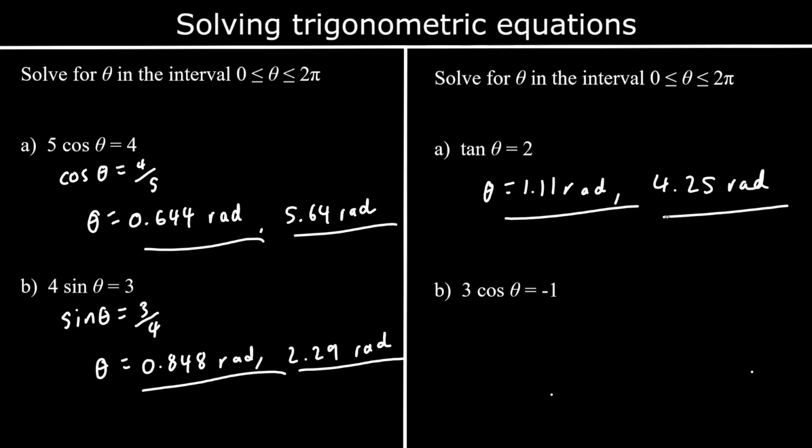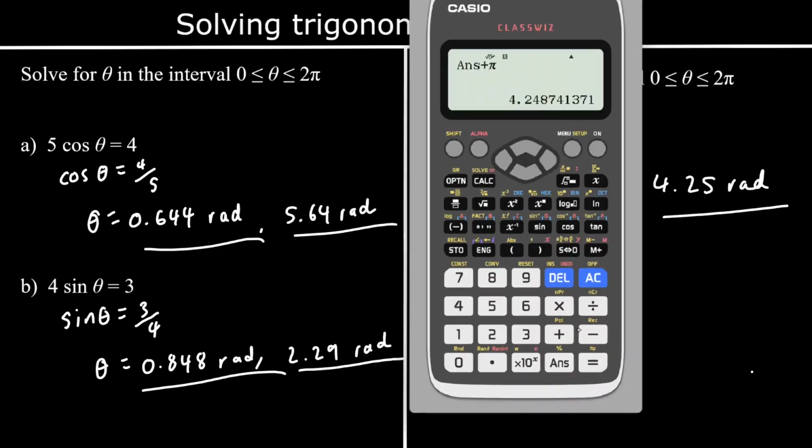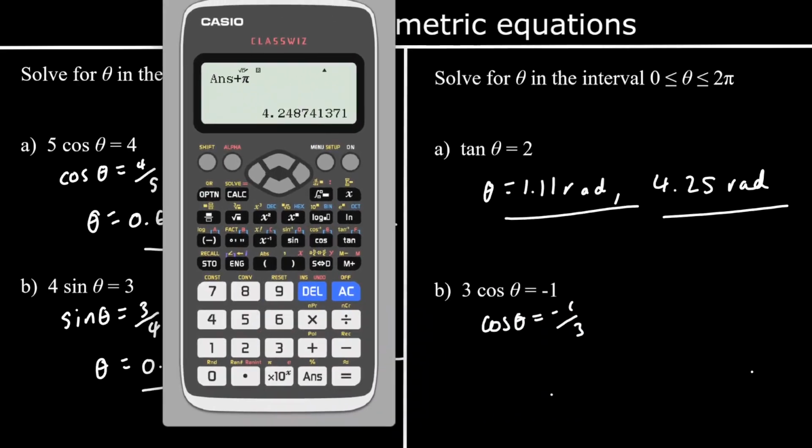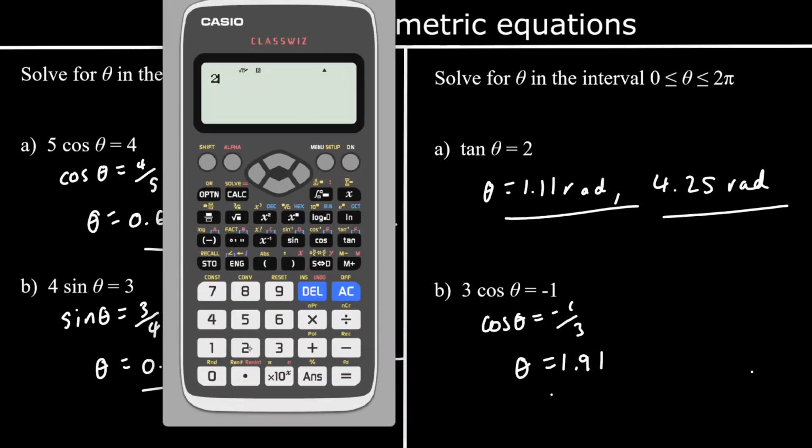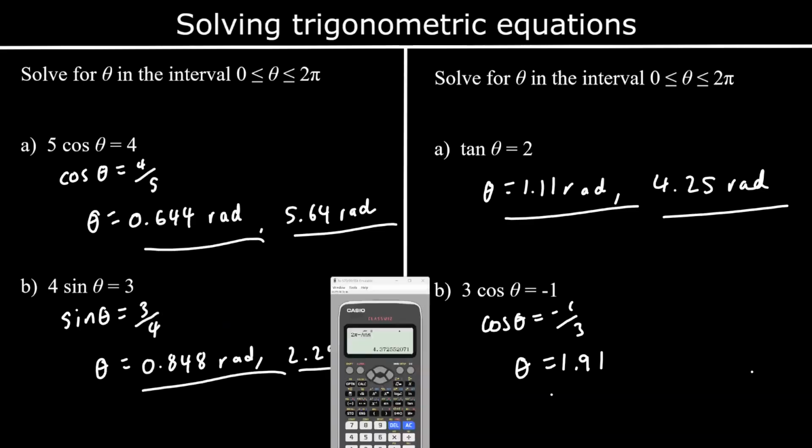The next one, 3 cos theta equals -1. So divide both sides by 3. Cos theta equals -1/3. Shift cos minus 1/3. We get 1.91. So theta is 1.91. For the second answer in cos, 2 pi minus the first answer, which is 4.37.